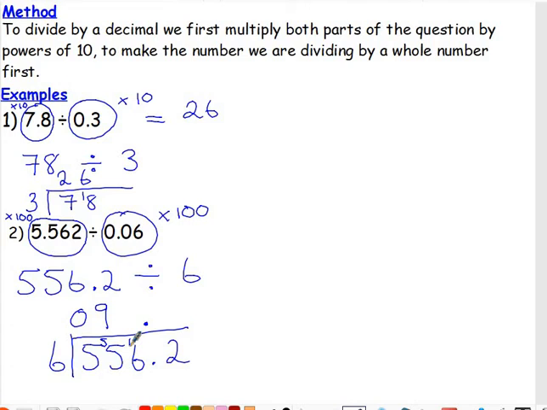How many 6's are in 16? There is 2 6's in 16. 2 times 6 is 12, which means there's a remainder of 4. How many 6's are in 42? 7. So our answer equals 92.7. Again, whatever comes out of the bus stop, that is our answer. We don't then divide it by 100.